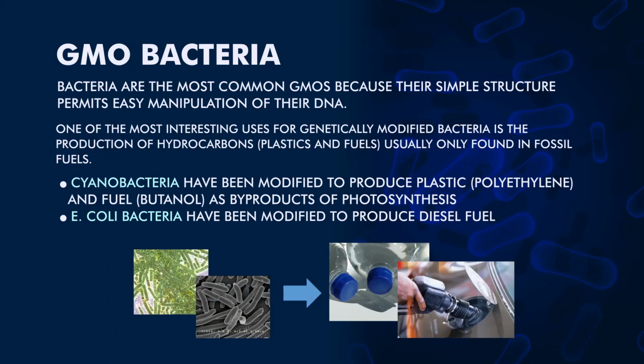An example of these GM bacteria is cyanobacteria, or blue-green algae, which were modified to produce plastics, more specifically polyethylene. Fuel production was also enhanced by cyanobacteria, and the fuel produced in this way was butanol, created as a byproduct of photosynthesis. The next example of GM bacteria is Escherichia coli, which has been modified to produce diesel fuel.